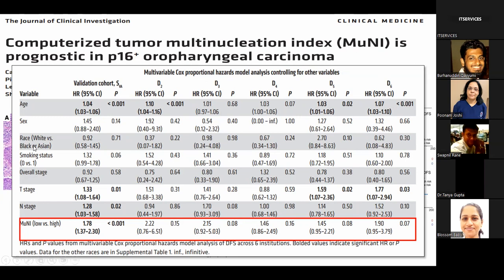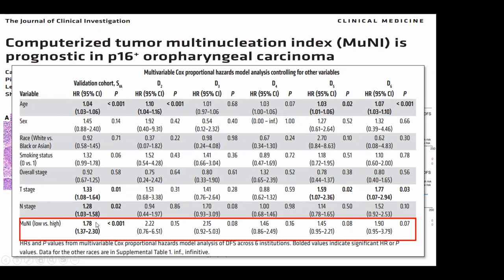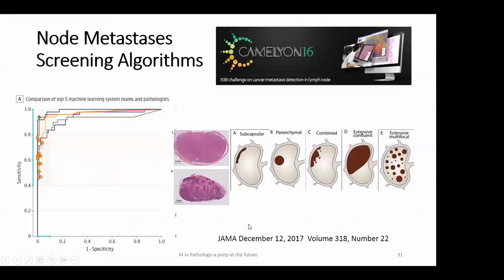Right. So this is just the multivariate Cox proportional hazard model for that. I would like you to focus just on the last row, which shows that for Mooney low versus high, the hazard ratio was much higher than any of the other currently available clinicopathological variables that predict outcomes and predict response to therapy.